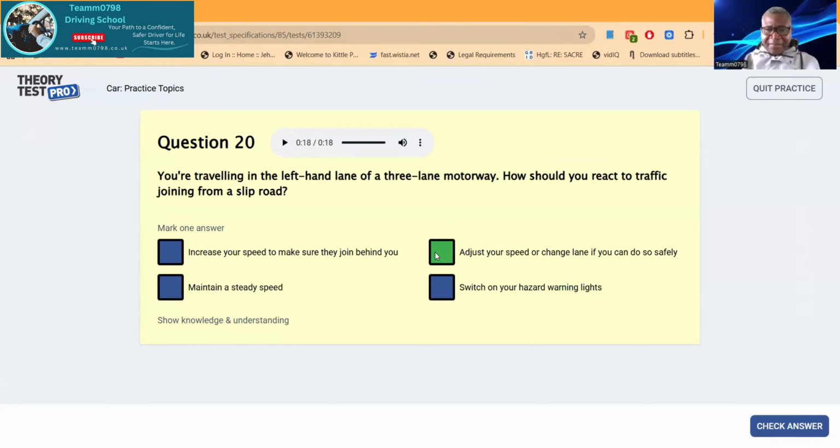Okay, but in the left-hand lane and other cars are joining from a slip road, so you slow down, check your mirrors. When it's safe to do so, you move over into the other lane to allow free flow of traffic. So adjust your speed or change lane if you can do so safely. That is the correct answer. Okay, increasing your speed is not good. Maintaining a steady speed is not the correct answer. Switching on your hazard warning lights is not the correct answer. The one we've selected is the correct answer.